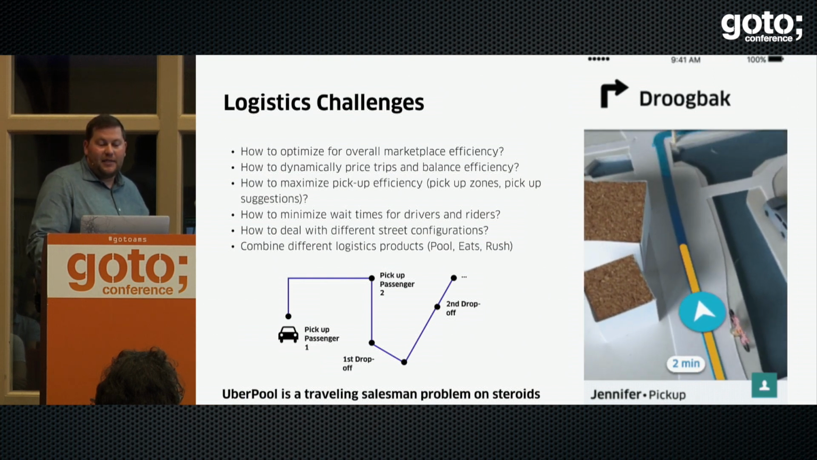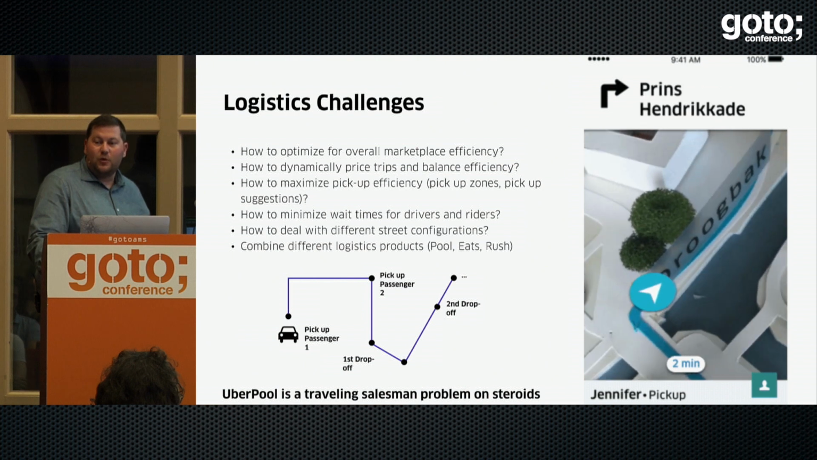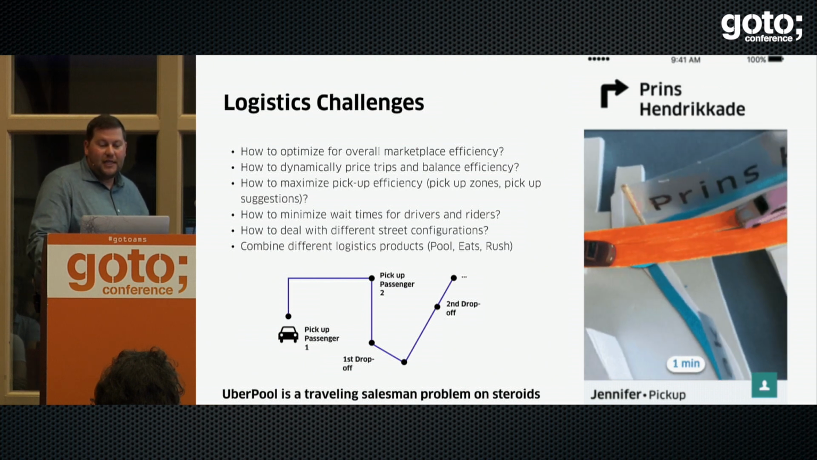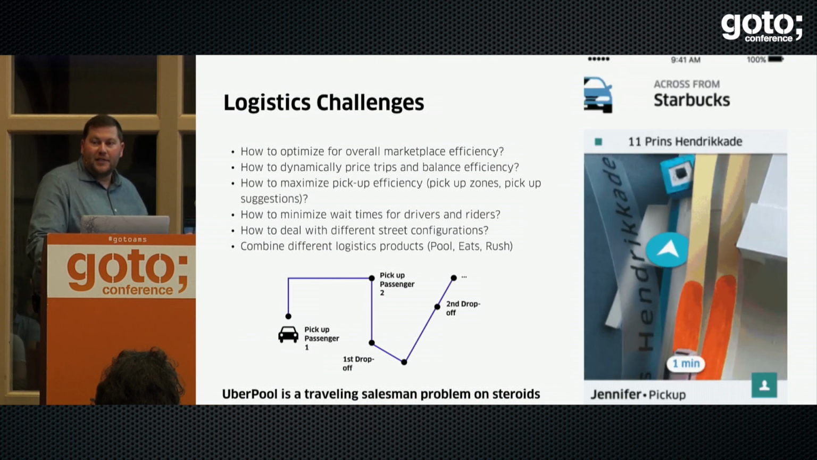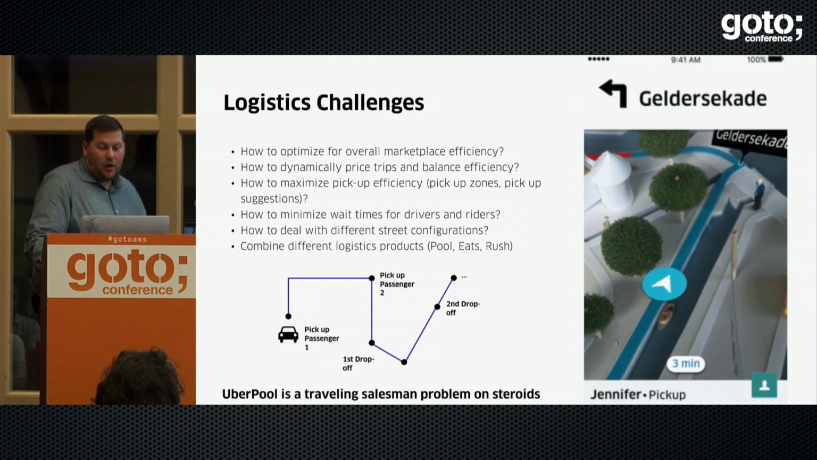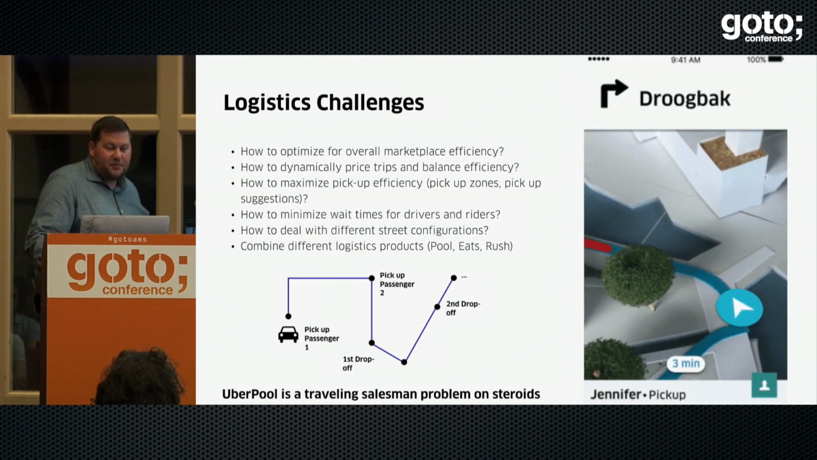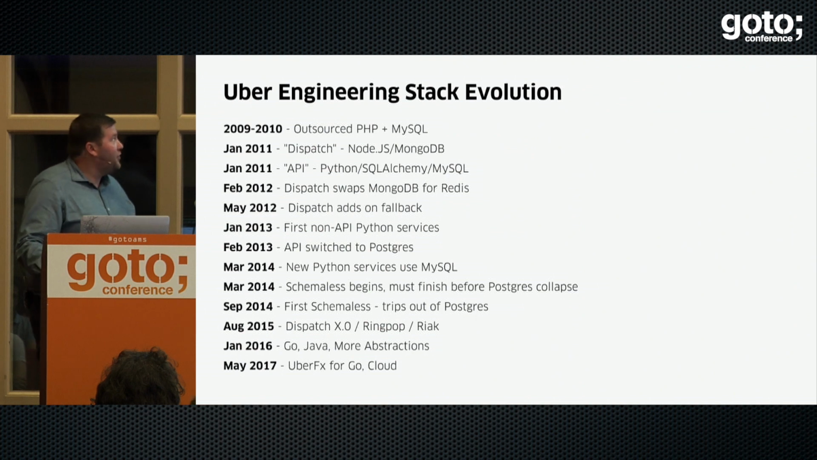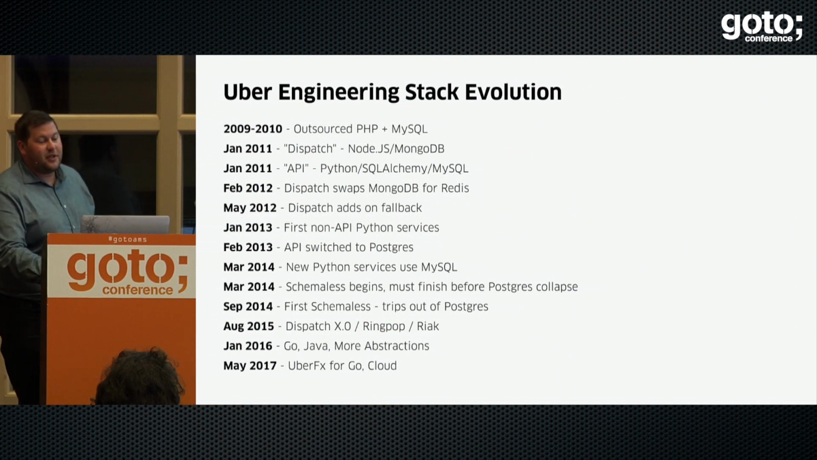How do you maximize the number of trips, but also minimize the wait times for riders and for drivers? And so if you think about Uber Pool running in a city, it's a complex traveling salesman problem. And so I'll dive into some specifics about how we scaled with Node in just a second, but to understand this, take a look at our timeline.